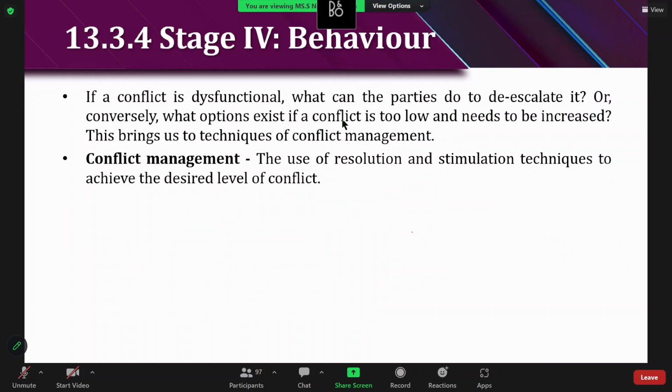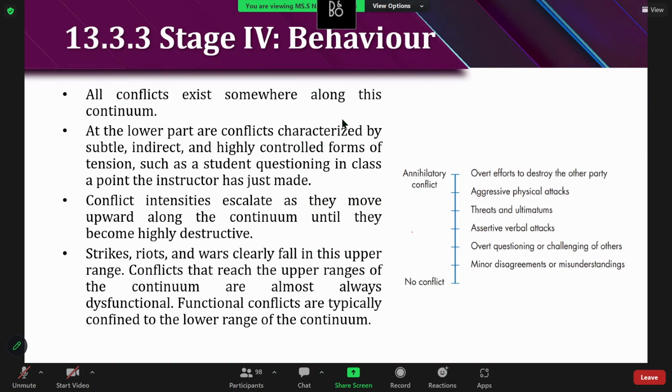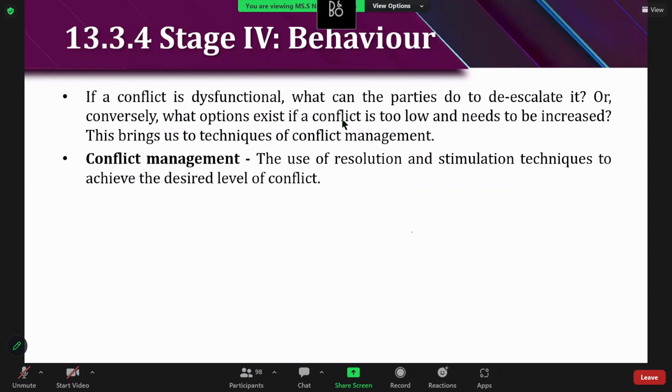So if a conflict is dysfunctional, what can the parties do to de-escalate it, or conversely, what option exists if the conflict is too low and needs to be increased? This brings us to the techniques of conflict management. We are not expecting the conflict to be at a very low level where everyone agrees, or with a point suggested or initiated by only one person. Such a very low level of conflict is also not expected. What we are expecting is a moderate level of conflict.